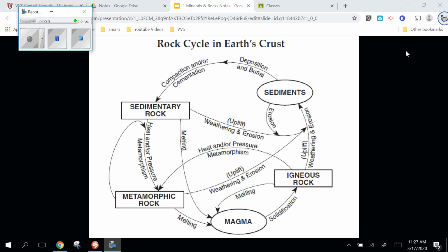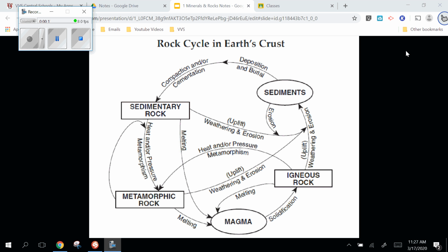All right, let's talk about rocks. Let's start off with the rock cycle diagram out of our reference table. This kind of shows us the processes that the rocks go through in order to turn into other rocks.